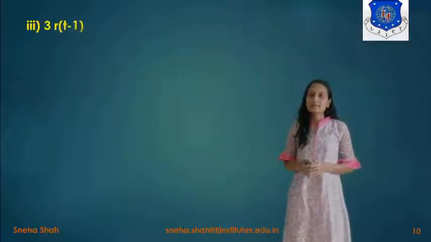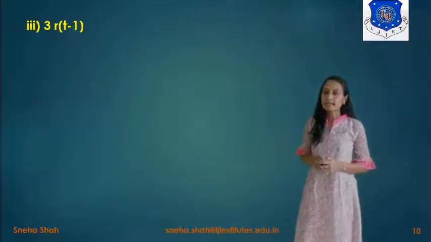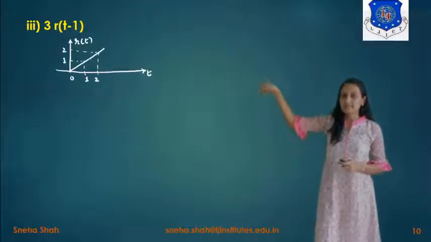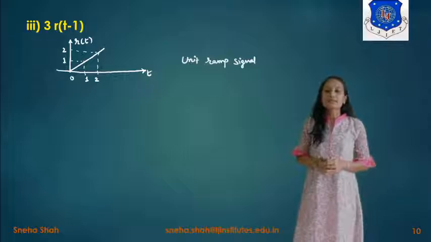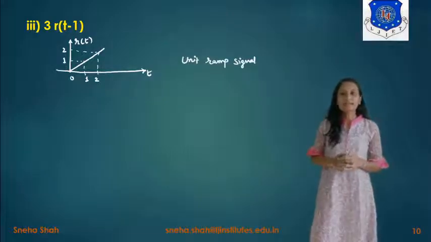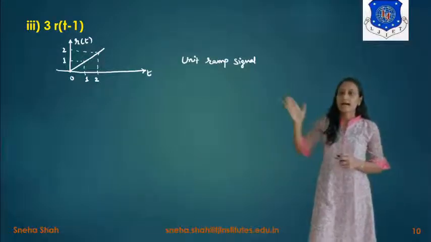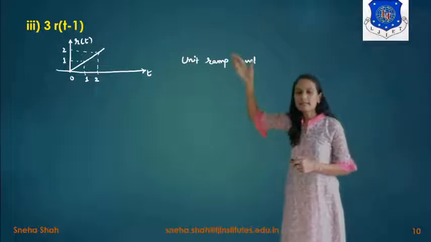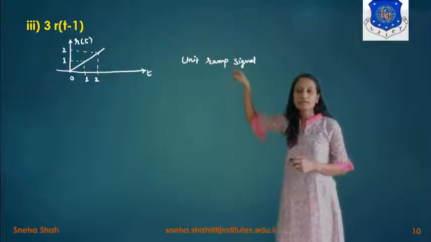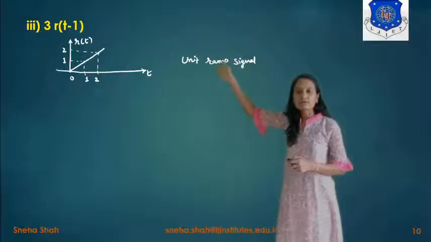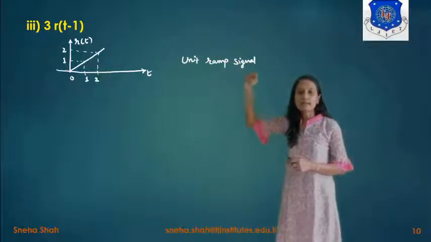Now the next term is 3 r of t minus 1. For that, first of all, we start with r of t, the unit ramp signal. R of t is a ramp signal. In this, at t equals 1 its value will be 1, and for t equals 2 its value will be 2. So the unit ramp signal will be drawn like this.